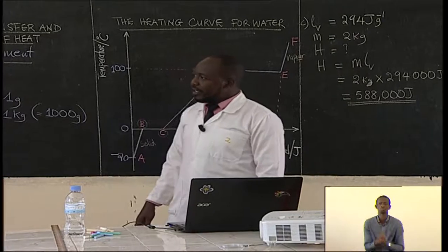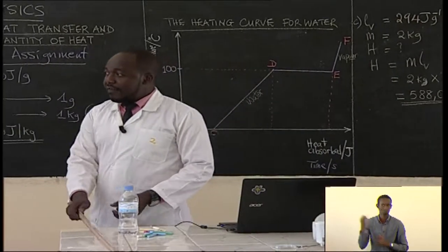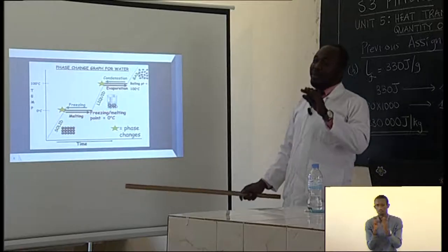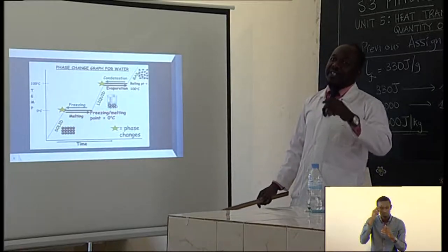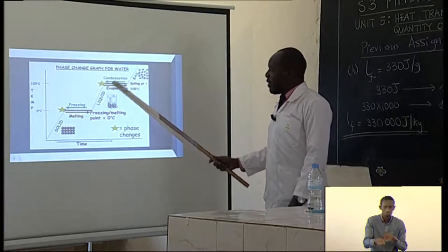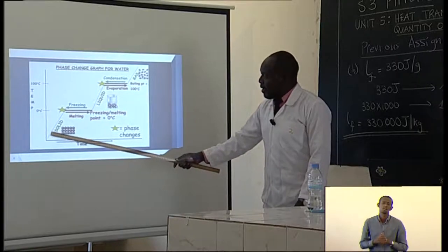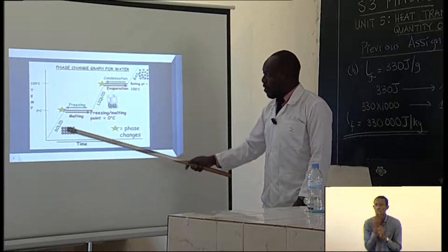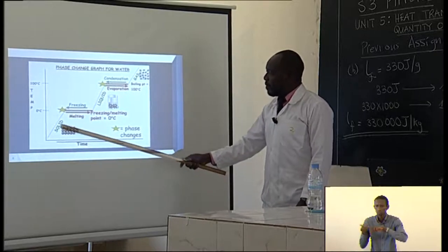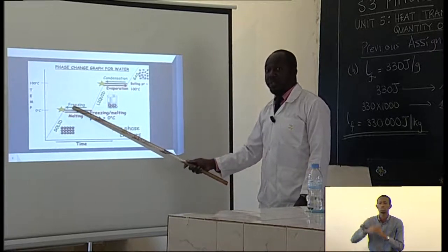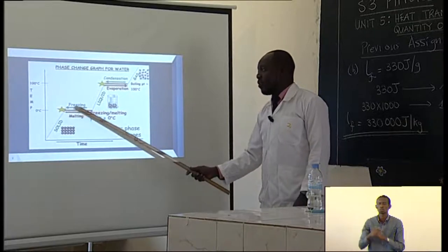So let's look at the next graph. The next graph, which is still talking about the heating curve, remember that is our main focus today, is the phase change. Remember last time we talked about phase, and phase means state, okay? So phase change graph for water. You can see this is solid. As you can see, the solid lattice structure, they are close to each other. And then from solid, it changes into a liquid at a certain temperature, which is called the melting point. If you are moving in the opposite direction, that would be called freezing.